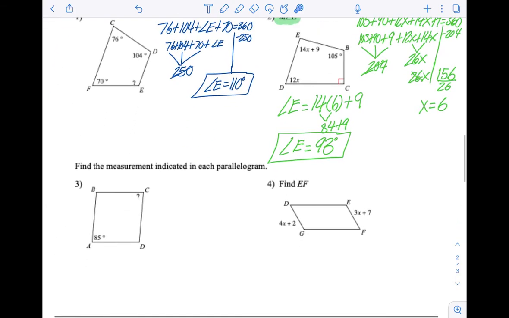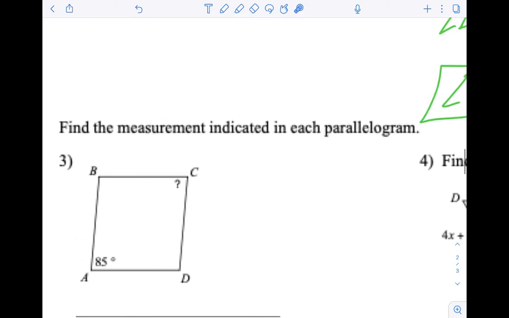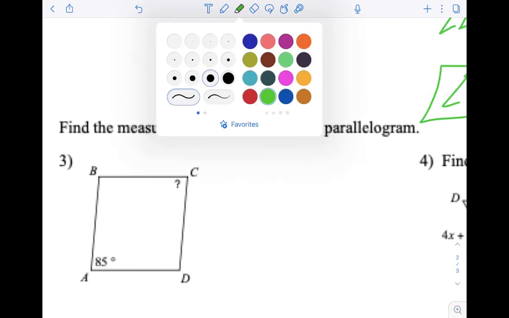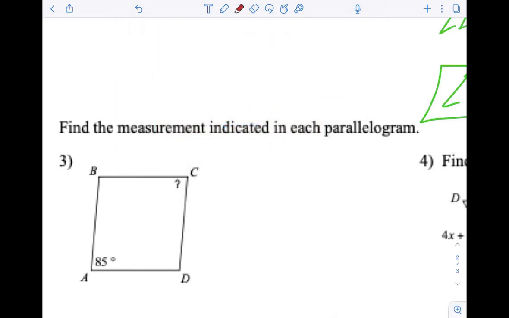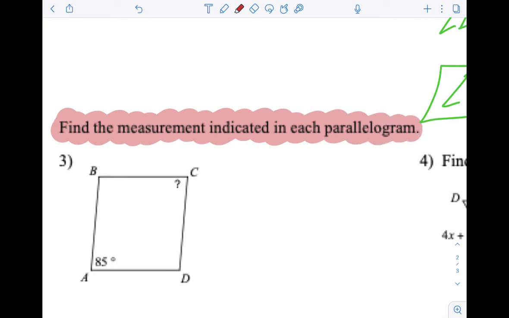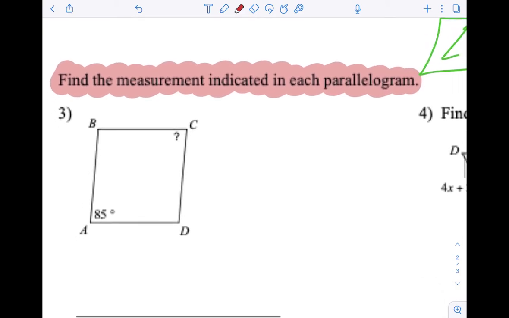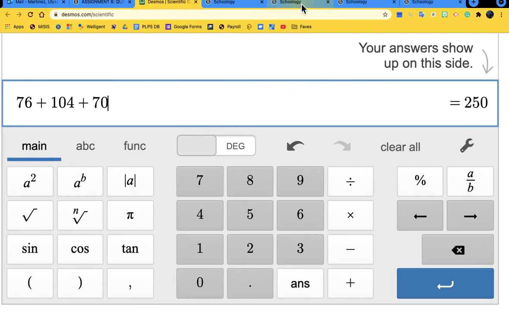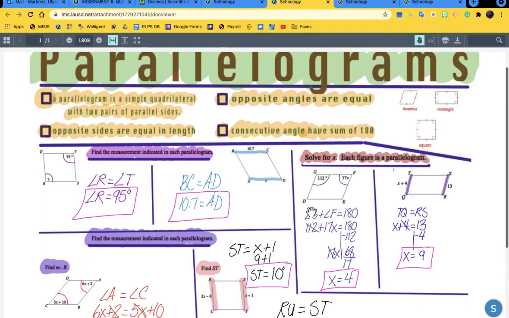Okay? Next set of instructions here. Remember, rewind, slow down, pause if you have to, to make sure you get everything that I am writing down. Find the measurement indicated in each parallelogram. So now we need parallelogram notes. I have already opened the notes here, and I have the parallelogram notes.